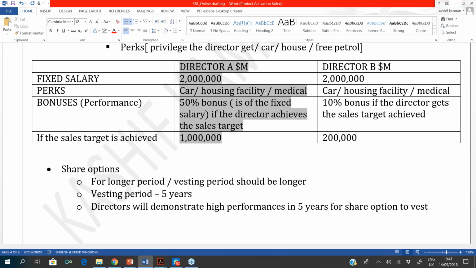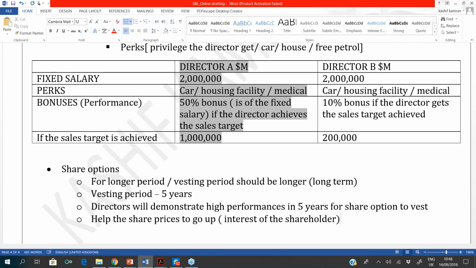So do they want the share options to vest after 5 years? They do, right? So for that, they have to demonstrate the performance for 5 years. So the share options should have a long-term focus, right? You cannot give them short-term share options. You have to give them long-term share options. 3 years, 5 years, directors will demonstrate high performance in 3 years and 5 years for share options to vest. And this will help the share prices go up, which is the interest of the shareholder. So the shareholder would like that.